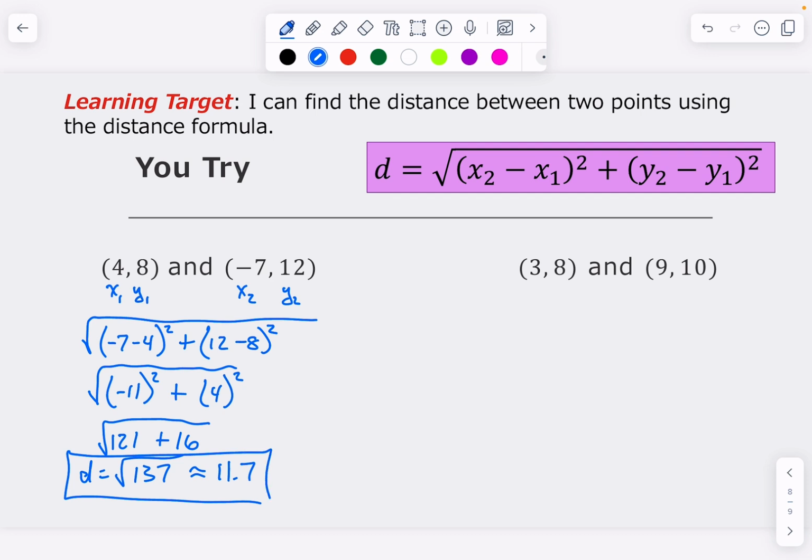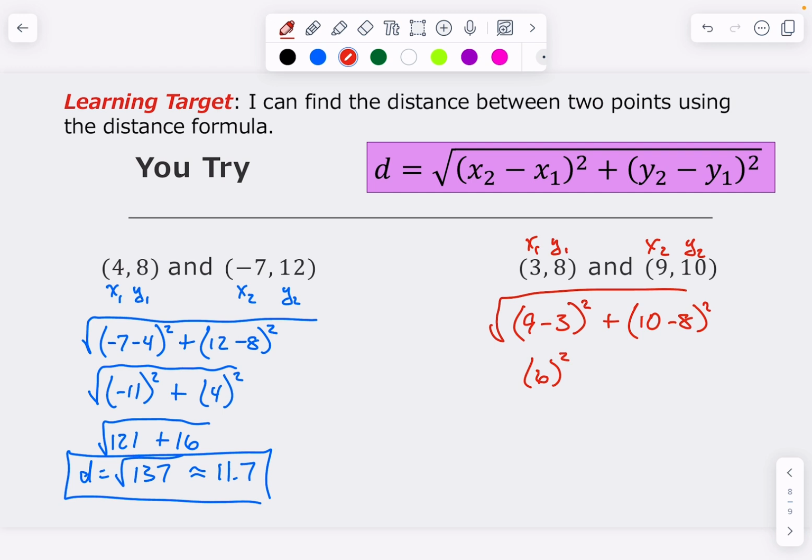Now this last one, again, I want to designate x1, y1, and x2, y2. I have x2, which is 9. I'm going to subtract x1, which is 3. That's going to be squared. Then I'm going to add y2 minus y1, which is 8, and square that. 9 minus 3 is 6 squared. 10 minus 8 is 2, then squared. 6 squared is 36. 2 squared is 4. So I end up with the square root of 40.